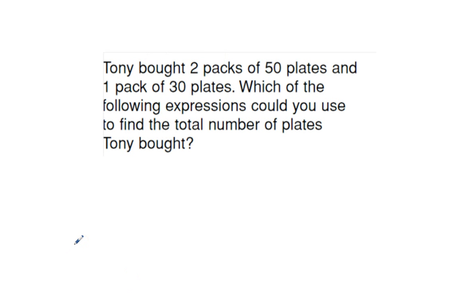Tony bought 2 packs of 50 plates and 1 pack of 30 plates. Which of the following expressions could you use to find the total number of plates Tony bought? What I'd like you to do here is come up with the expression, since it doesn't have any given. If Tony bought 2 packs of 50 plates, that means he bought 2 times 50. And he bought 1 pack of 30 plates. I don't have to multiply 1 times 30, I just have to add in the 30, because that's the identity property at work. So this would be the correct expression: 2 packs of 50 plates plus the 30 plates, and how much that equals would be the total number of plates.